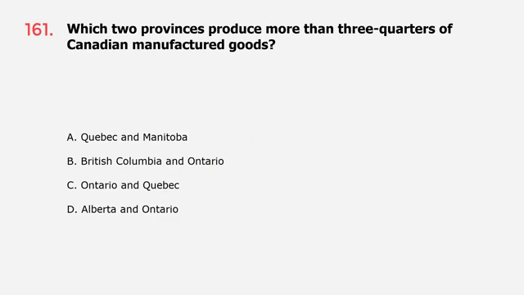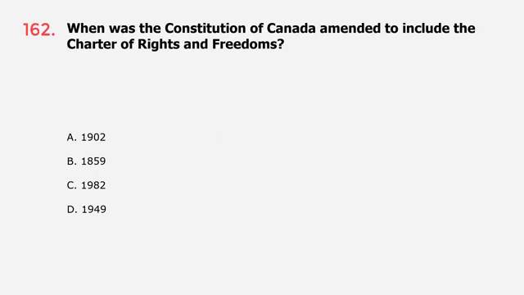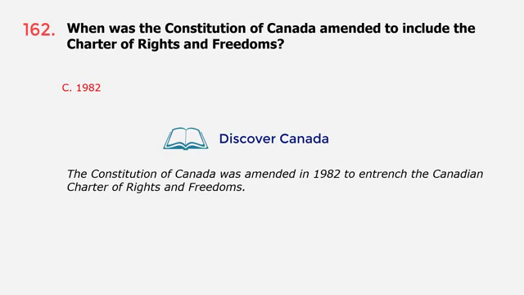Question 161. Which two provinces produce more than 3/4 of Canadian manufactured goods? A. Quebec and Manitoba. B. British Columbia and Ontario. C. Ontario and Quebec. D. Alberta and Ontario. The answer is C. Ontario and Quebec. Question 162. When was the Constitution of Canada amended to include the Charter of Rights and Freedoms? A. 1902. B. 1859. C. 1982. D. 1949. The answer is C. 1982.